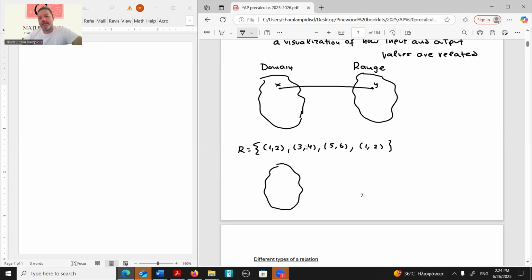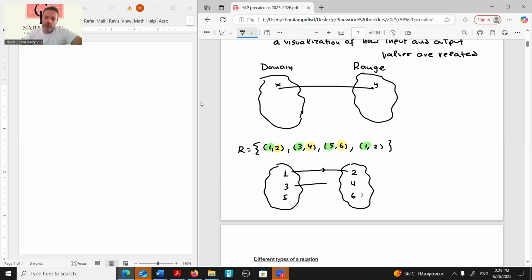At the left, I said that I will be putting all inputs without double writing them. So it's going to be 1, 3, and 5. Then I will use all the output values, again, without double writing them. 2, 4, and 6. And now, based on the suggested connections from the ordered pairs, I will connect them with arrows. So from 1, we go to 2.